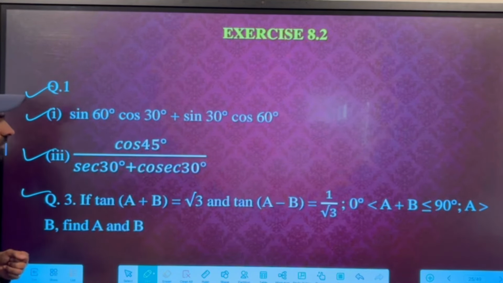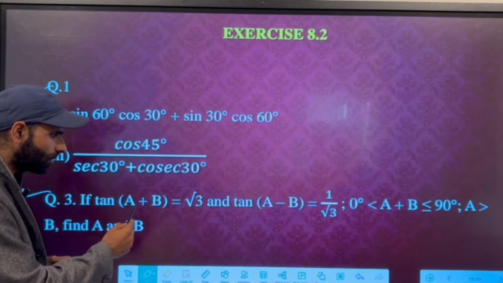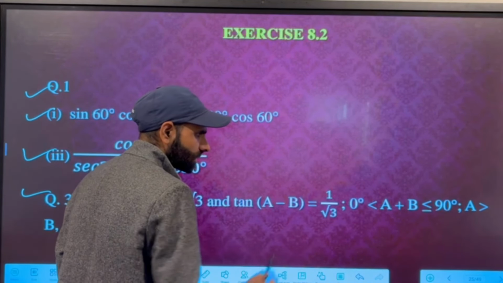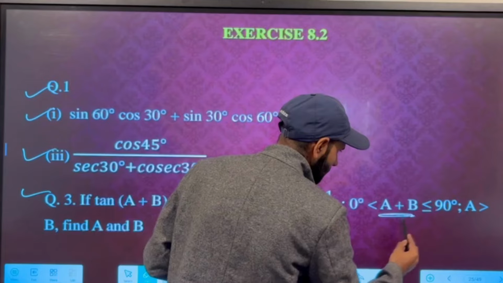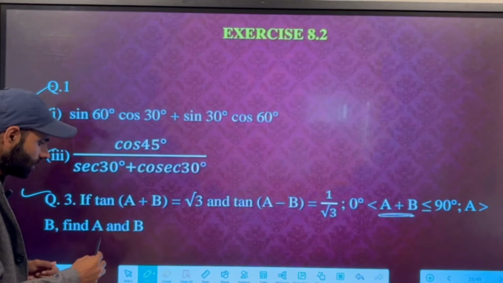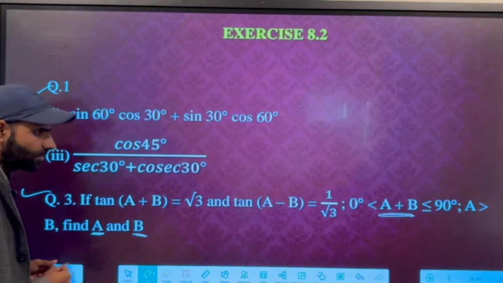Question number 3 from the same exercise, very important question. If tan (A plus B) equal to root 3 and tan (A minus B) equal to 1 upon root 3, where A plus B lies between 0 and 90 and A is greater than B, you have to find the value of A and B.